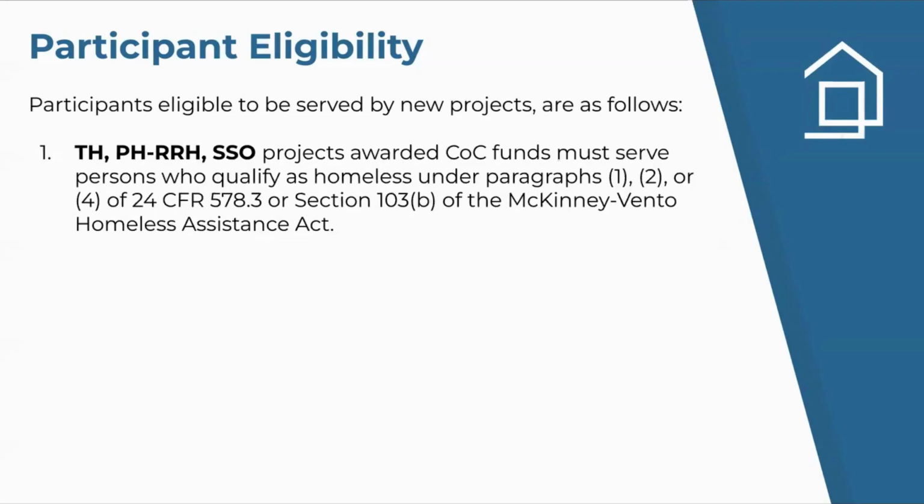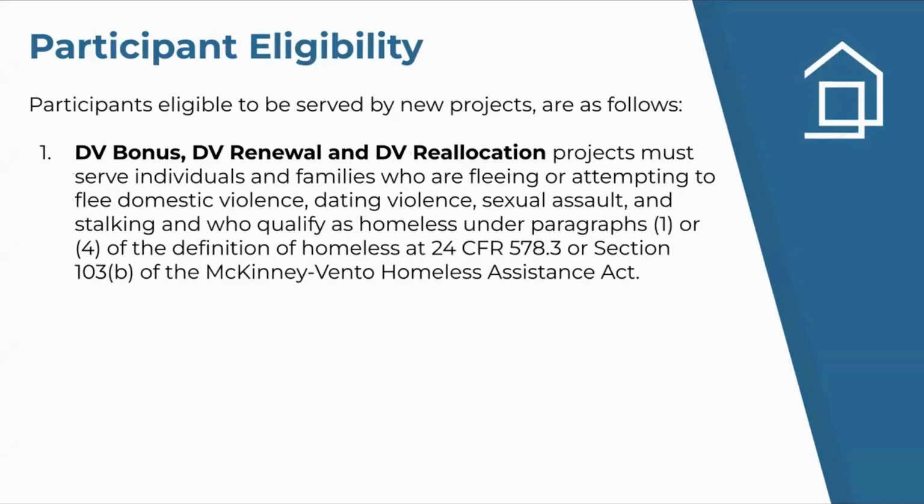For transitional housing, rapid rehousing, and supportive services only, they must serve people who qualify under 1, 2, or 4 as well. They do not have a disability requirement or a chronic homeless status requirement. For the DV bonus, DV renewal, and DV reallocation, projects must be serving individuals who are fleeing or attempting to flee domestic violence, dating violence, sexual assault, and stalking, and who qualify under paragraphs 1 or 4.